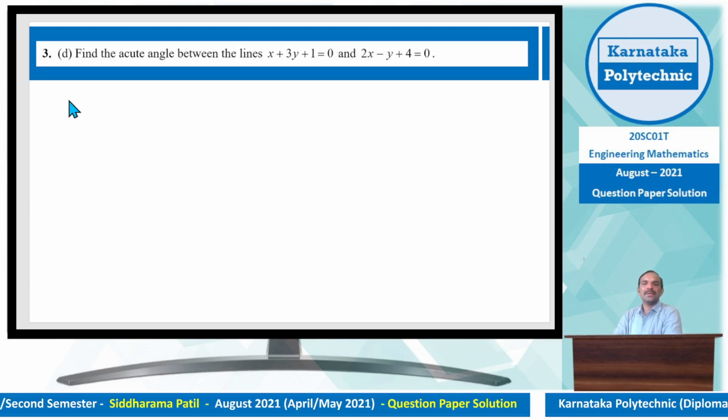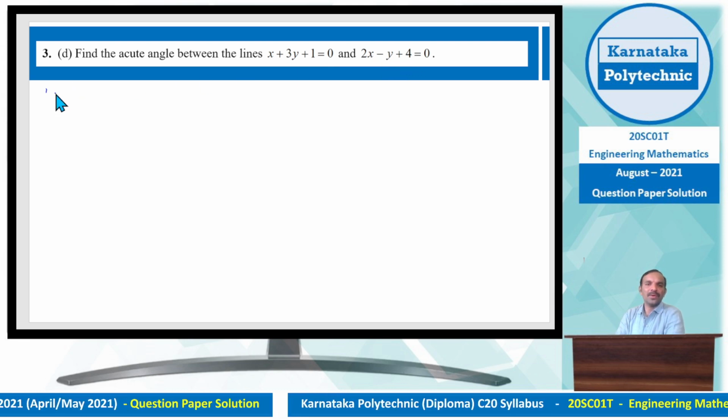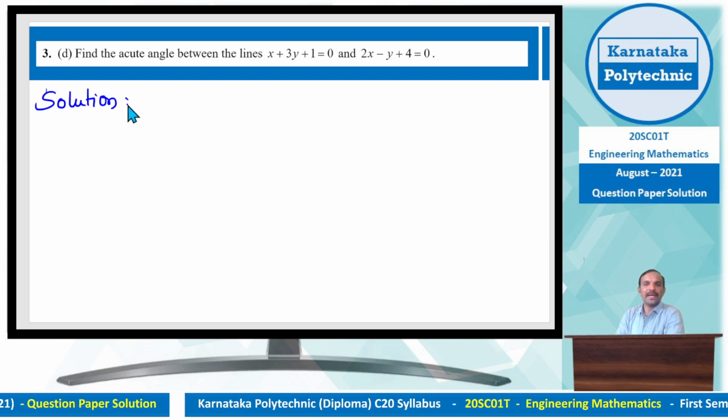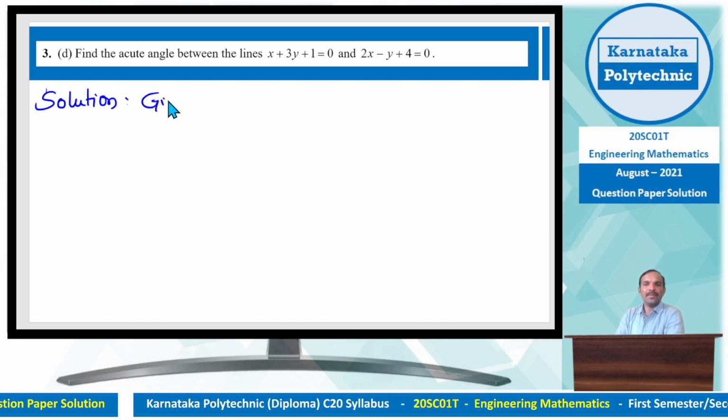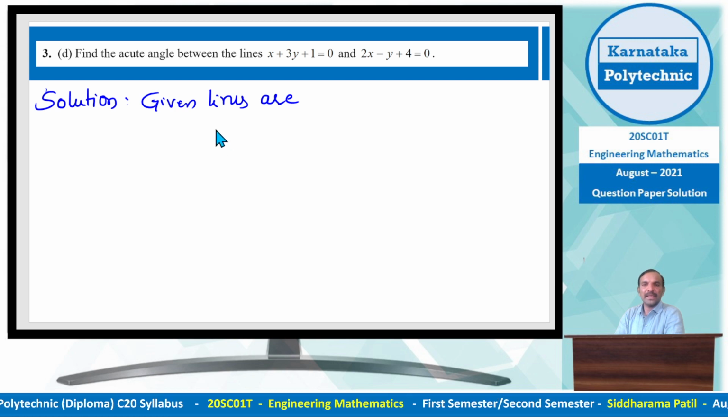Find the acute angle between the lines x plus 3y plus 1 equal to 0 and 2x minus y plus 4 equal to 0. Solution. First, write down the given lines. The first line is x plus 3y plus 1 equal to 0.